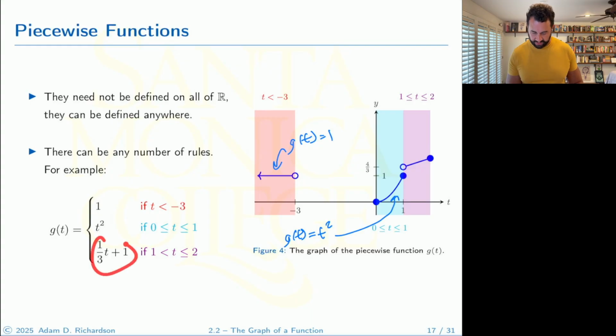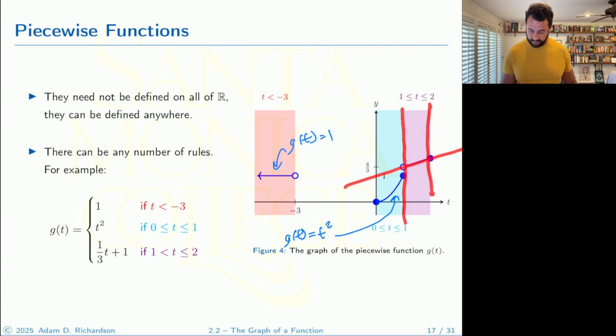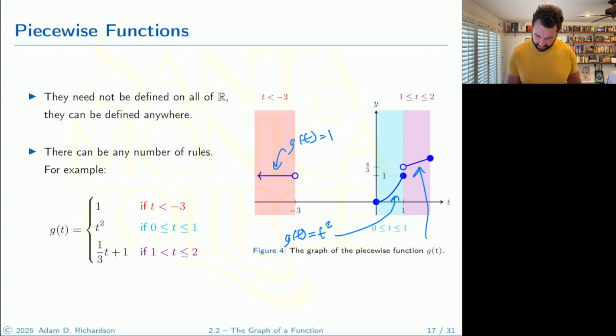Okay, now, whole different rule when t is greater than 1 and less than or equal to 2. This is another line. This is a line with slope 1/3 and y-intercept 1. We'll have a whole section on these when we get to chapter 3, but this is what the line looks like. See if I can kind of sketch it like that. That's what the line looks like, but we're only looking at it on this window, and you get this. That's the idea. So let me just finish my little sketch here. We need a little more space. There you go. This is g of t equals 1/3 t plus 1. All right. Okay. So that's how piecewise functions work.